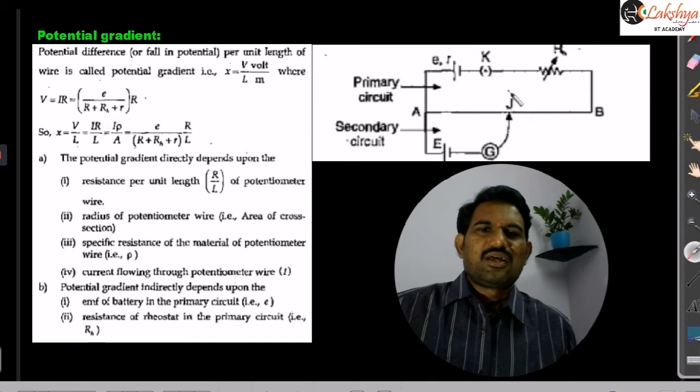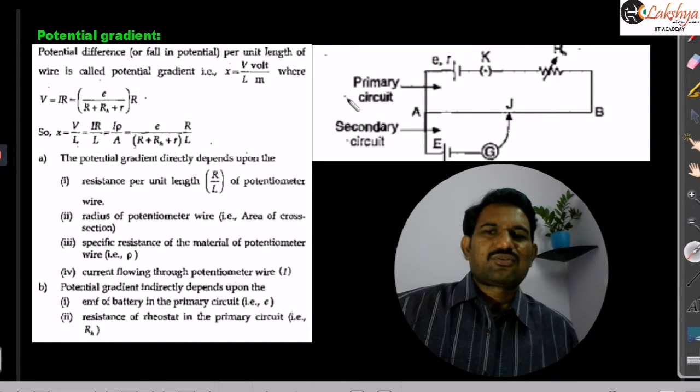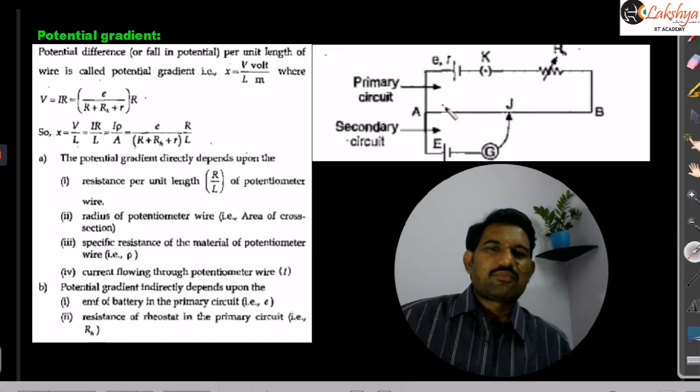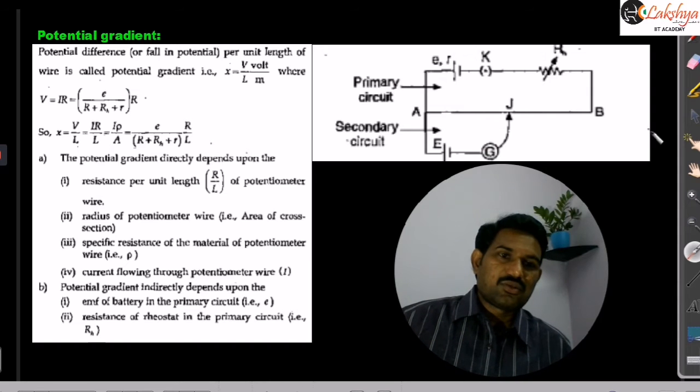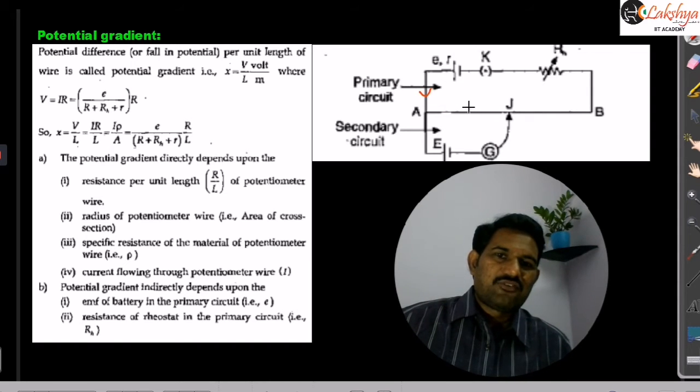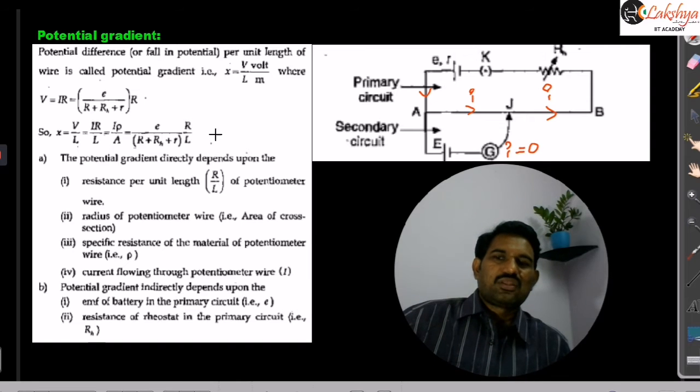The potential difference across this wire AB we can write as V is equal to IR, where I is the current flowing through this wire, that is, the current flowing in the primary circuit when the galvanometer indicates a zero reading. That means when there is null deflection, the current will flow only in this circuit here. This galvanometer indicates zero reading here. So in that case, we write this expression now.